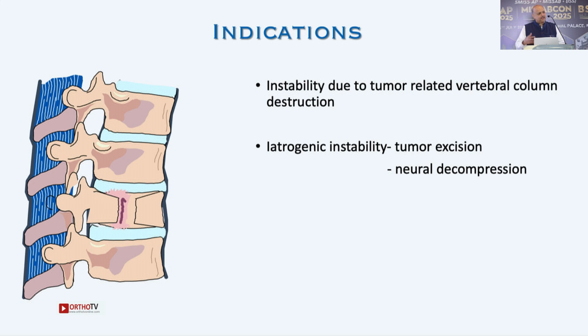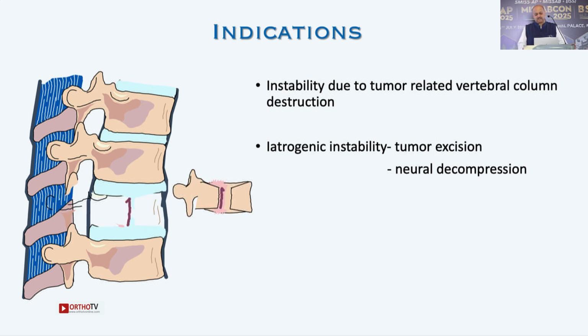You have gone in there, you have excised the tumor, now you've created an anterior column defect which requires to be reconstructed, or you have done a neural decompression in an already pathological anterior vertebral body, then you need to do a neural decompression and then stabilize this patient.